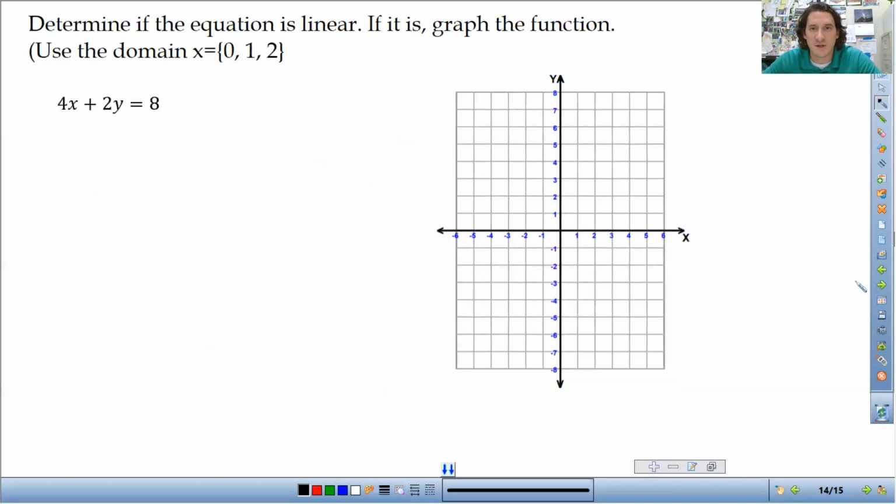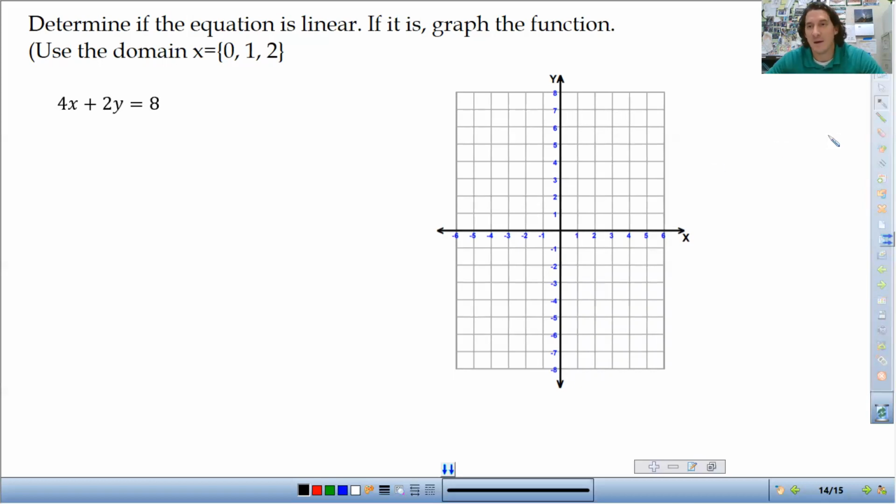Determine if the equation is linear. If it is, graph the function. So we're going to use the domain 0, 1, 2, if it is a linear function. So again, what we want to look for: are there exponents? No. Are there x's in the bottom of a fraction? No. Are there any products of two variables, so an x times y? No. So this is linear.